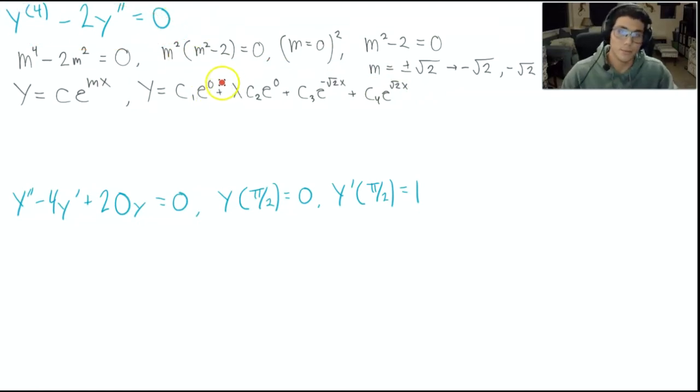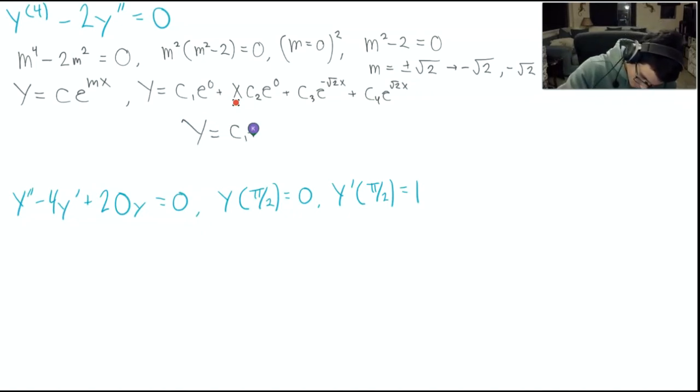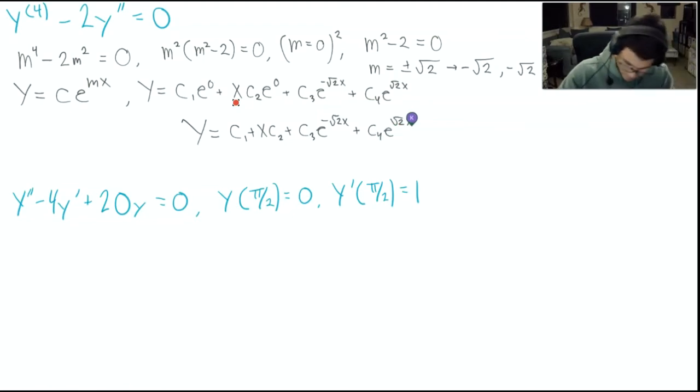Now for the rest of the video, I'm going to stop writing e to the zeros. We just have to recognize that's 1, but I did it for this first problem for your sake as viewers. Let's write this a little bit nicer. This is C1 plus C2 x plus C3 e to the negative root 2 x plus C4 e to the root 2 x. Okay, now that is our answer for the first problem.